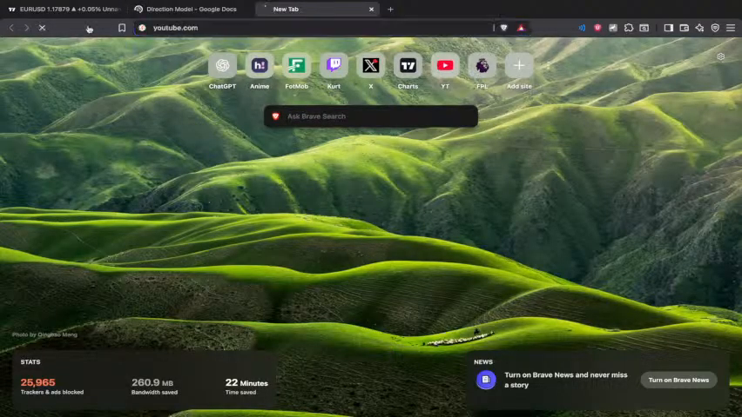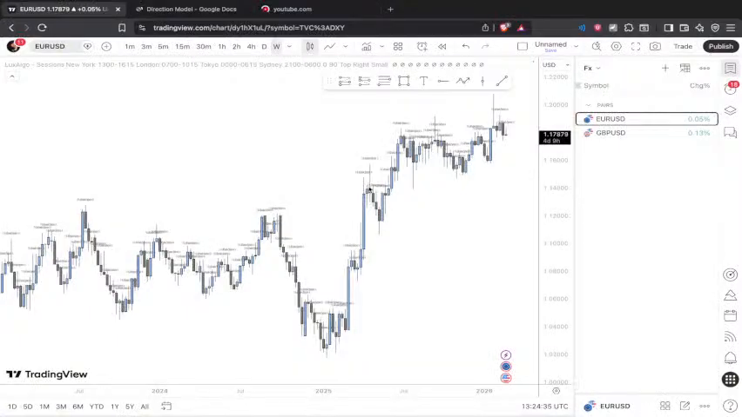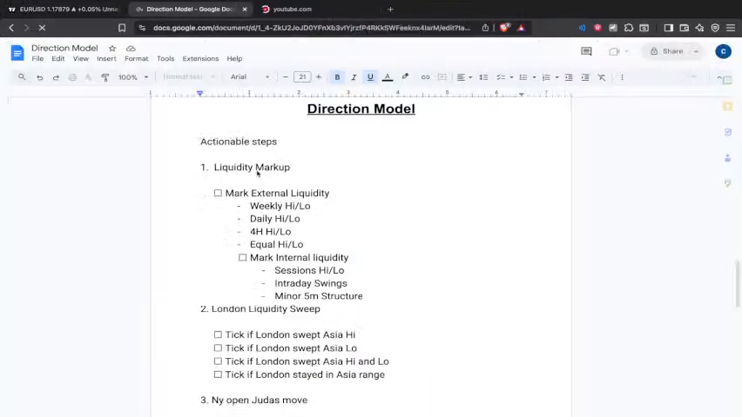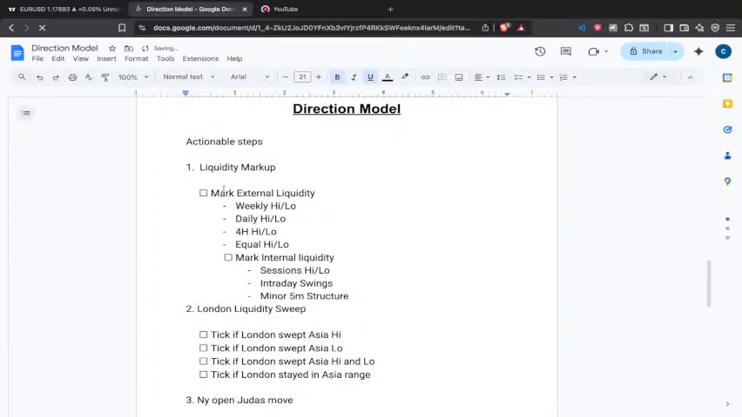And let me try to open chat on the new tab. Okay, so this is EU. So what we're doing right now is if you go to our direction model and look at the first step, it's the liquidity markup. Liquidity markup is where you literally mark liquidity, and essentially what I mean by that is draw on your chart something to represent liquidity. So we're going to start off with external liquidity. Remember, it's interactive, so you can check it when you're done. So we'll uncheck it for now. We need the weekly highs, daily highs, 4-hour highs, equal highs, and obviously the lows respectively as well.